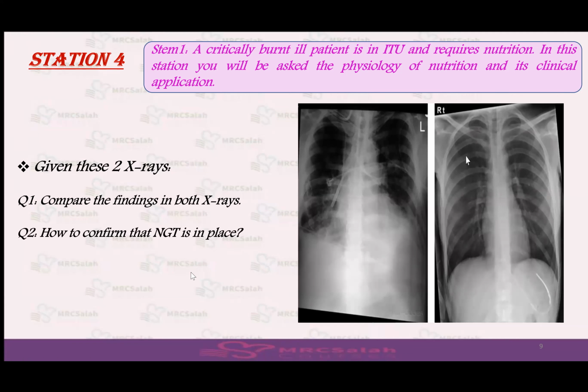How to confirm that the NGT is in place? By imaging, X-ray, it's always the primary modality. We can also check the pH of the aspirate with a pH indicator. If you check the pH of the aspirate and it is 5.5, what to do? It just means it's in the wrong place. It's alkalotic, so probably need to reposition the NG tube and do an X-ray. Excellent.